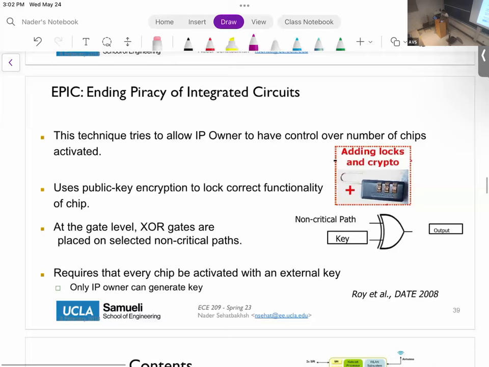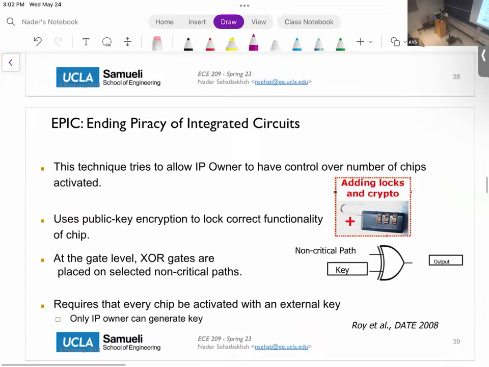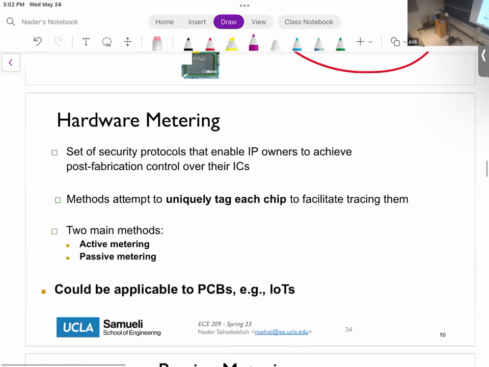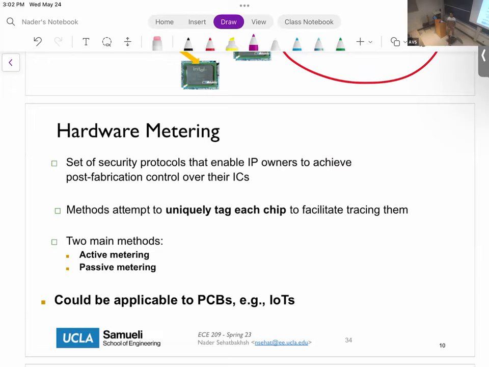All right. So this is the idea of what we call hardware metering. If you remember, I said that essentially the idea of hardware metering is being able to know what's happening to my device, being able to identify these devices from each other, okay? So active or passive, PUF, or using some form of a key-based design. That's the idea.